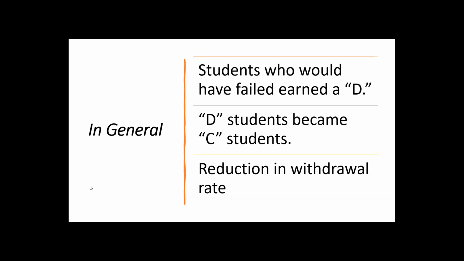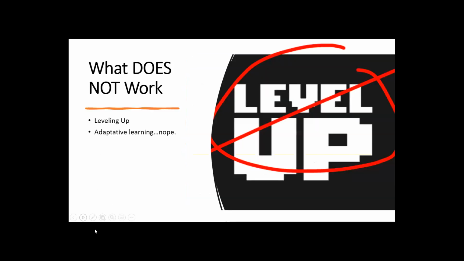Let's see here. So what does not work at all? This is my hard and fast opinion: leveling up. We all heard this trendy stuff about adaptive learning, right? When I achieve a certain thing, whether that's a score or whatever, then I level up, it unlocks things that are more challenging, and it just continues to work that way. It does not work for me. I have not seen it ever work.